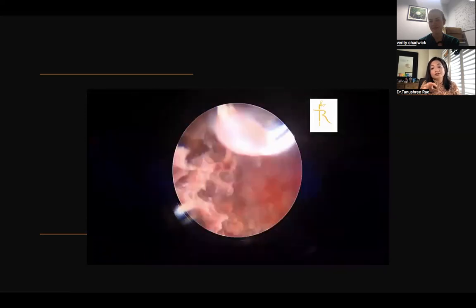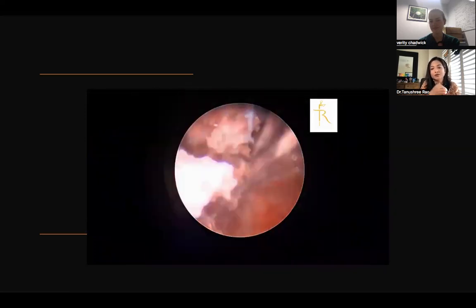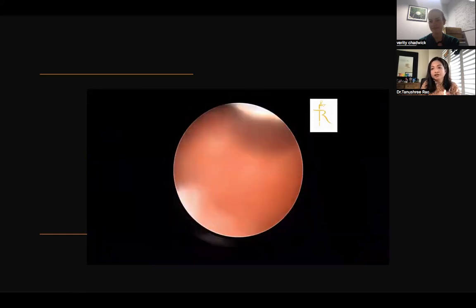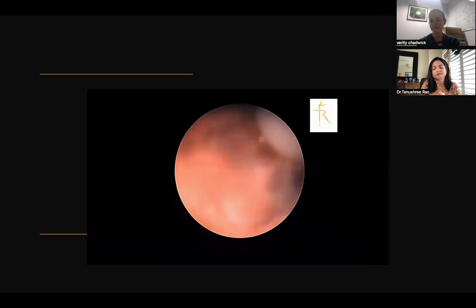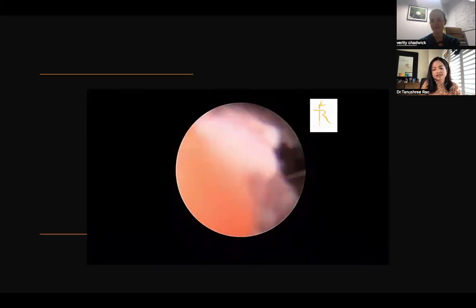And the histopathology of this particular patient actually came back as all dead necrotic tissue, which frankly has been ignored for quite some time. So I think it was a good call to go in and just take it all out.